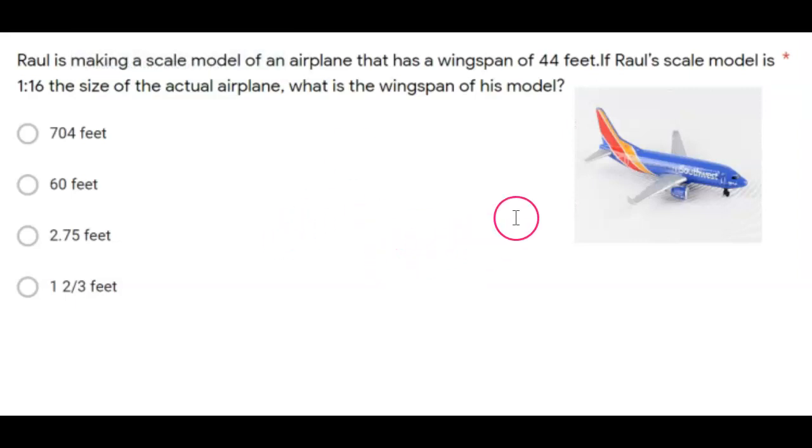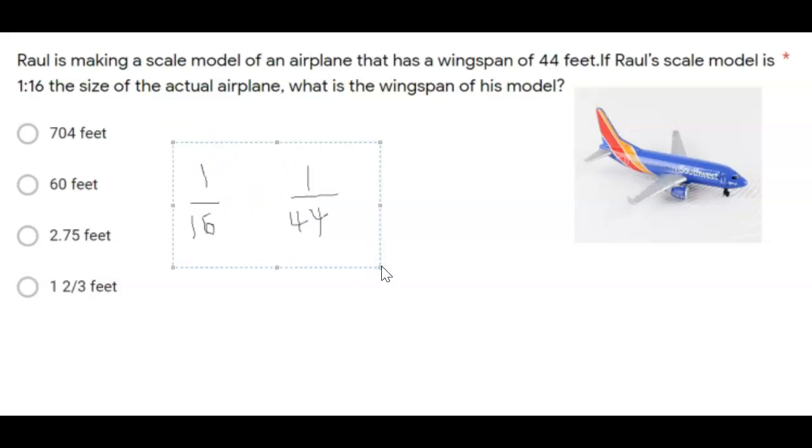So what's basically going on here is he has a toy, right? It's a toy, and it's 1/16 the size of the actual airplane. So that means if it is 1/16 the size, so let's say 1/16, then the real airplane is 1/44, right? So what we would have to do is divide 44 by 16, because it's only 1/16 of the size of it.